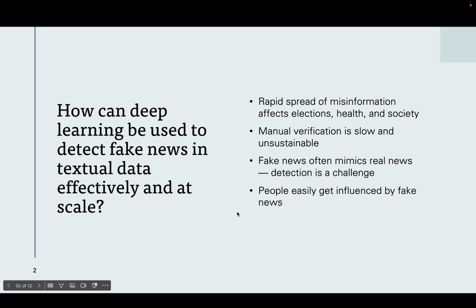The challenge with fake news is that it often looks real. It uses a professional tone, credible sources, and emotionally persuasive language. Manually checking every piece of content is nearly impossible given how fast it spreads. That's where deep learning comes in.